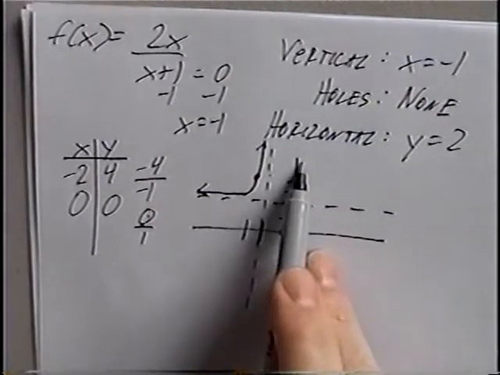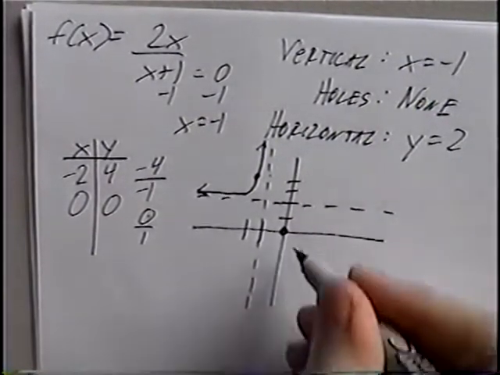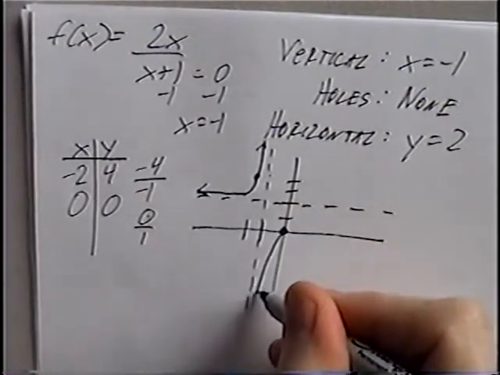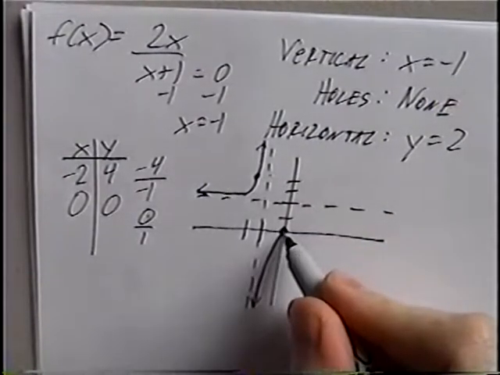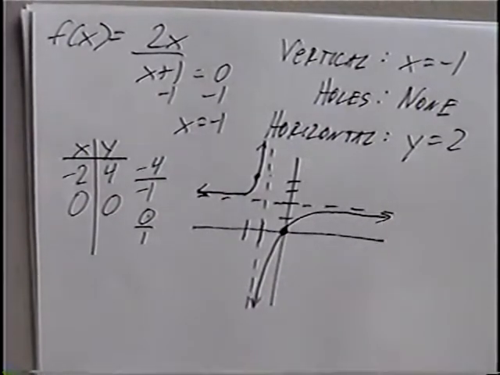And again, the graph is either on top or bottom of the horizontal asymptote. This point tells us it's on bottom. If you draw a curve that goes parallel to the vertical asymptote, continues through the point, and again goes parallel to the horizontal asymptote, the graph can never cross an asymptote.